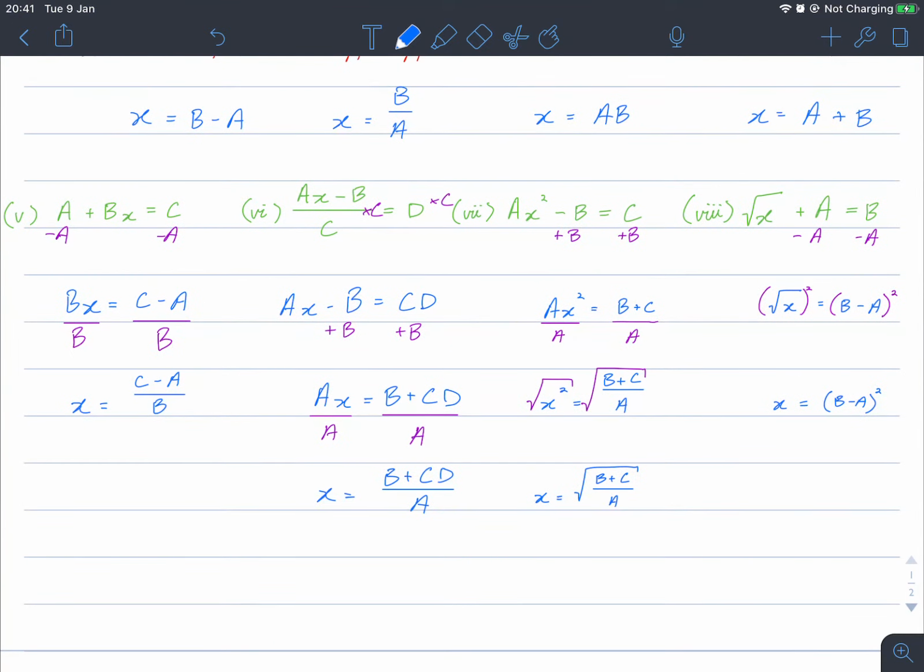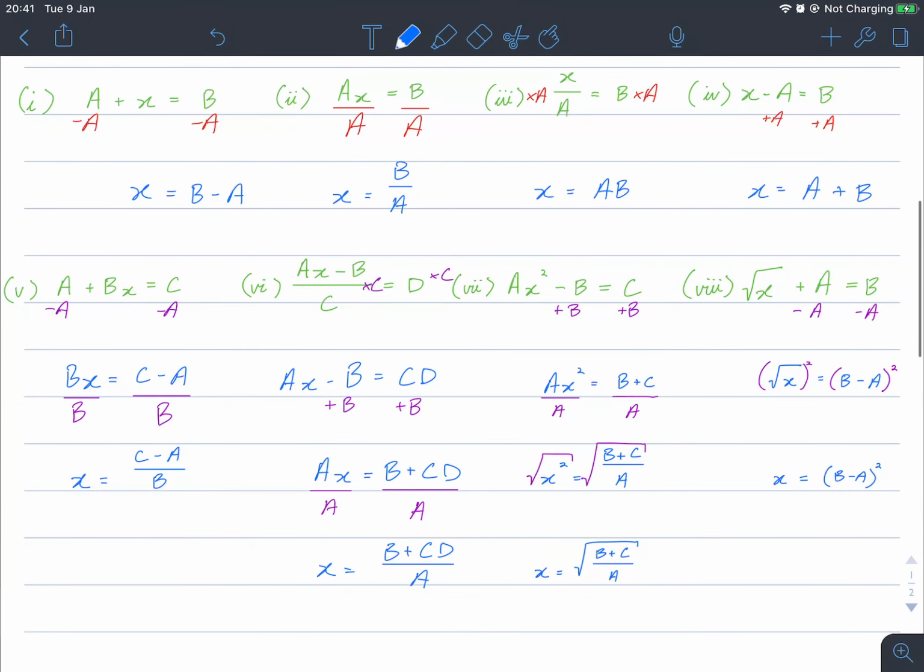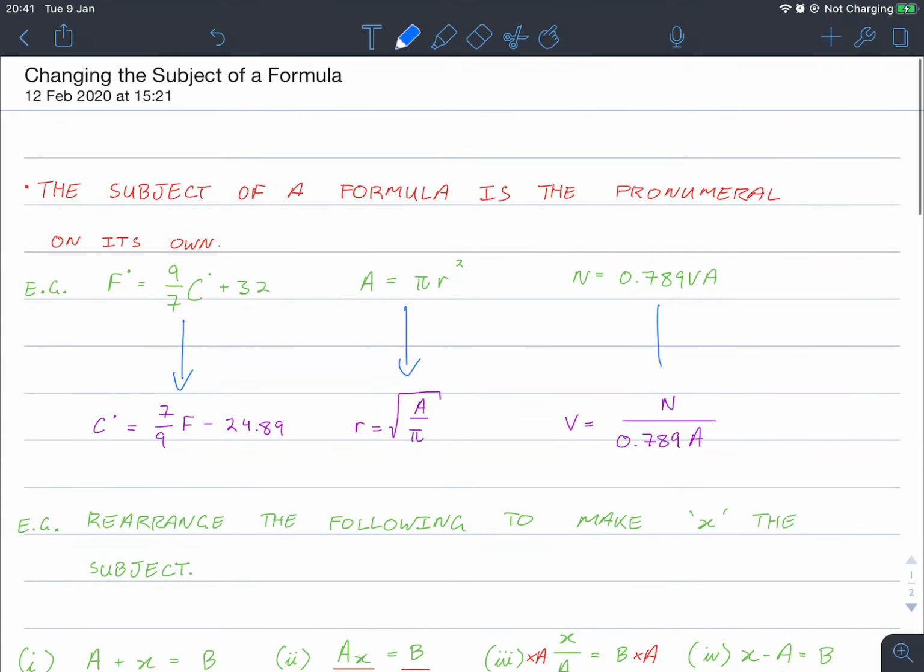Right, so I hope you see the idea of changing the subject. It is like we treat everything else like a number, and what we want to make the subject, in this case X, we treat as the pronumeral. Okay, so hopefully that gave you an insight into changing the subject of a formula. Best of luck.